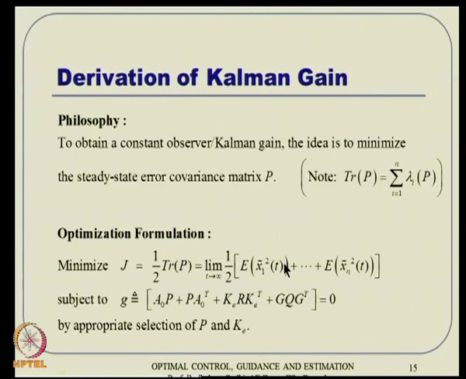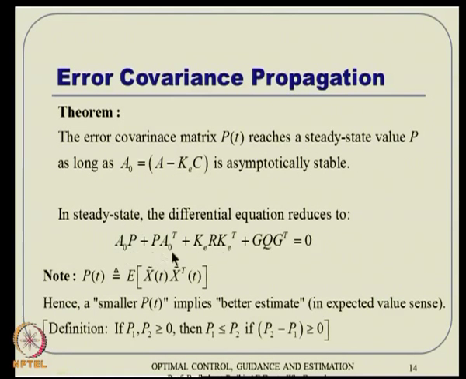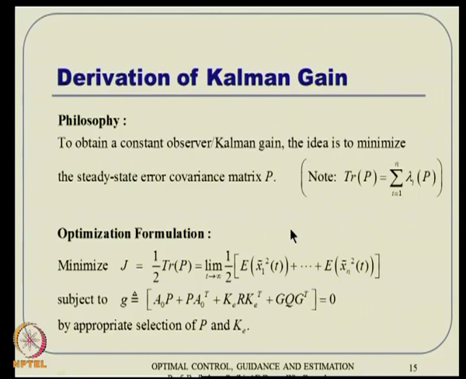Now, what we are interested in is to obtain a constant observer Kalman gain. We are not interested in a time varying Ke and all that; we are interested in something like a constant Ke basically. So, if you do that, then the idea here is to minimize the steady state error covariance matrix. If you look at this one, there is a solution which is positive definite, or positive semi definite at least, and all that.